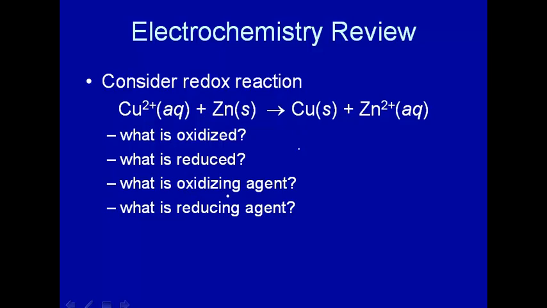What's the oxidizing agent? That's what causes something to be oxidized by itself being reduced. So copper 2+ is the oxidizing reagent. It oxidizes zinc to zinc 2+ by accepting 2 electrons, and it itself is reduced. And what's the reducing agent? Well, that would be zinc, because zinc reduces copper 2+ to copper solid by giving it 2 electrons, and it itself then becomes oxidized to zinc 2+. All right, so that should, I hope, sound familiar to you from introductory chemistry.